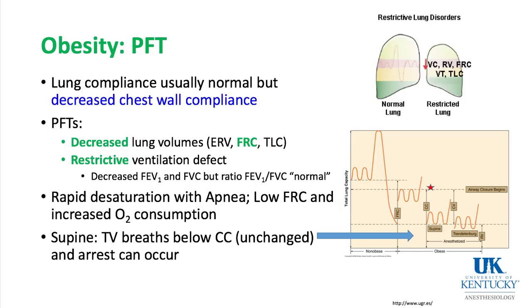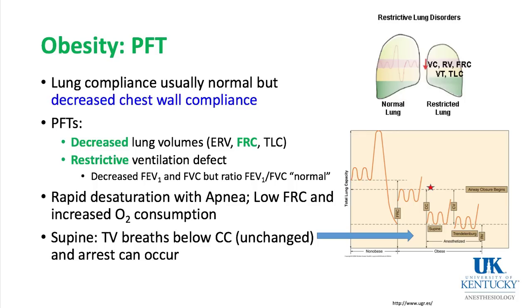If the FRC is low, you're going to desaturate more rapidly. And if you're using oxygen more, which obese patients do, you're going to desaturate even more rapidly. So those two reasons are the main reasons for rapid desaturation when an obese patient goes apneic.